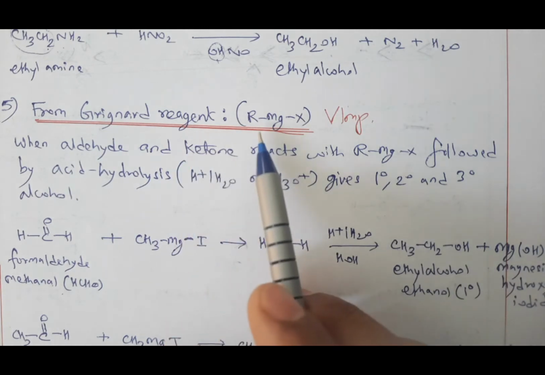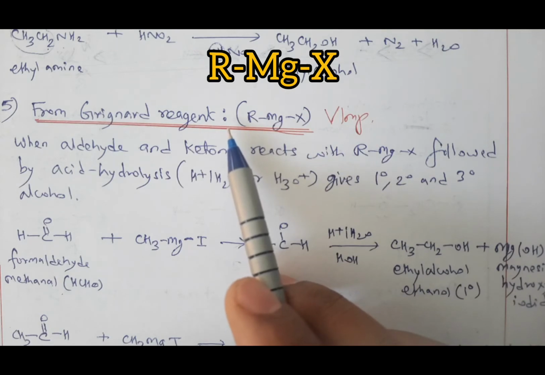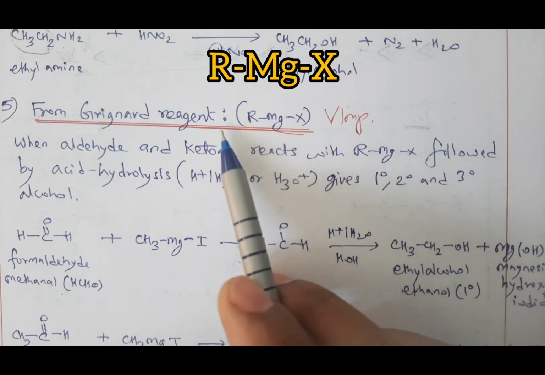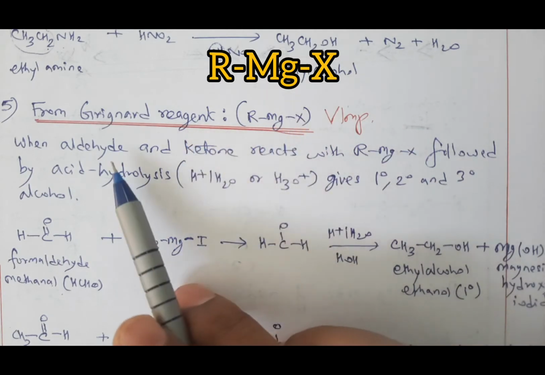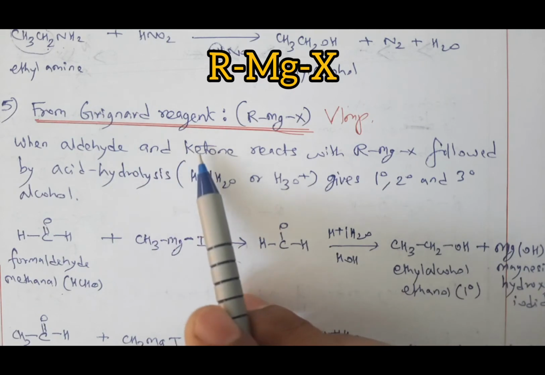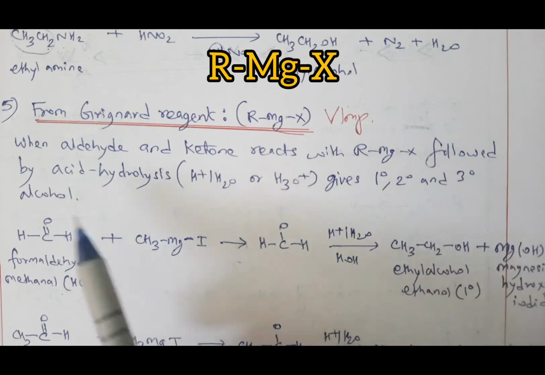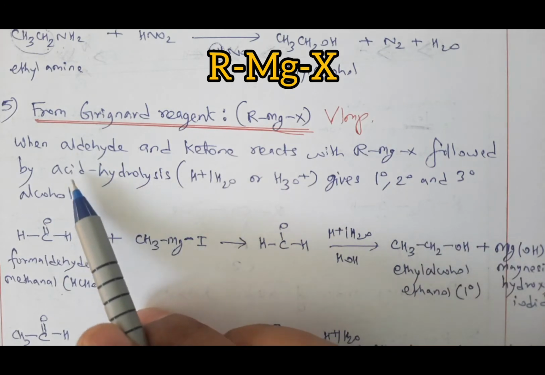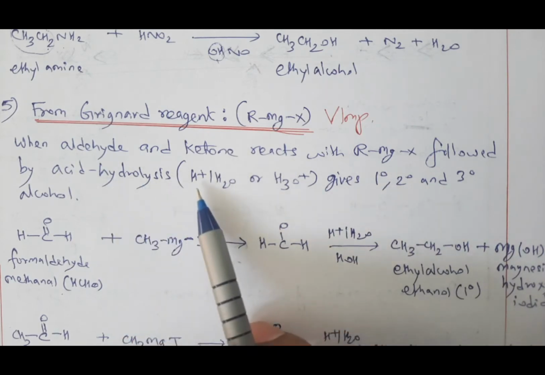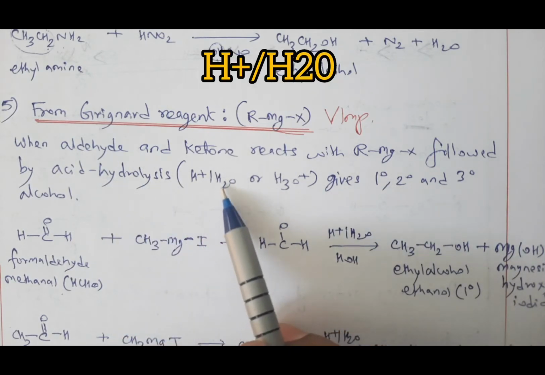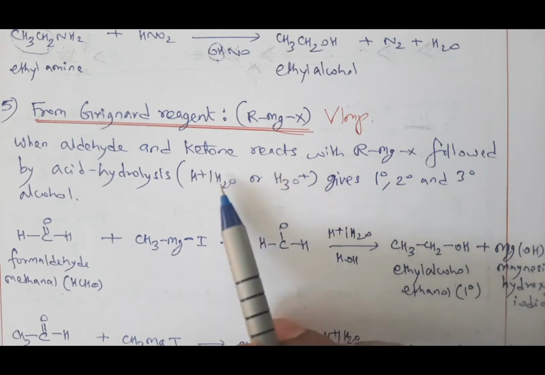Okay, so you can see out here, students. Grignard reagent is required. From Grignard reagent we can prepare primary, secondary, tertiary alcohol, which is very important. And that we prepare by reacting Grignard reagent with aldehyde and ketone. So when aldehyde or ketone reacts with Grignard reagent, the symbol of Grignard reagent is RMgX, followed by acid hydrolysis. Acid means H plus, hydrolysis means water. So the notation for acid hydrolysis is H plus water, or you can write it as H3O plus. Both mean acid hydrolysis.